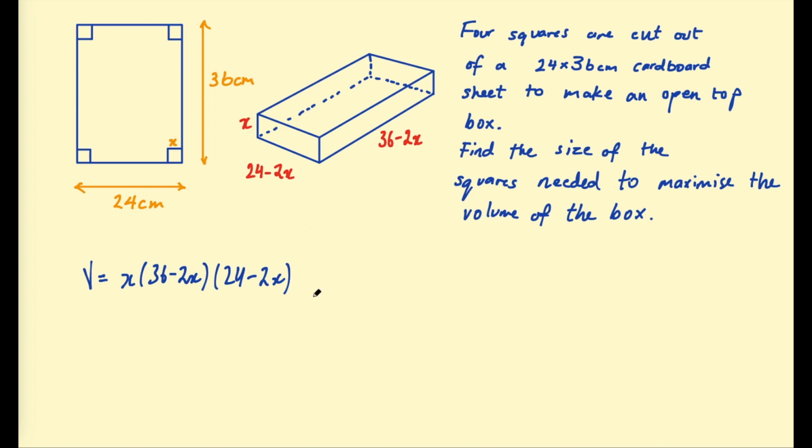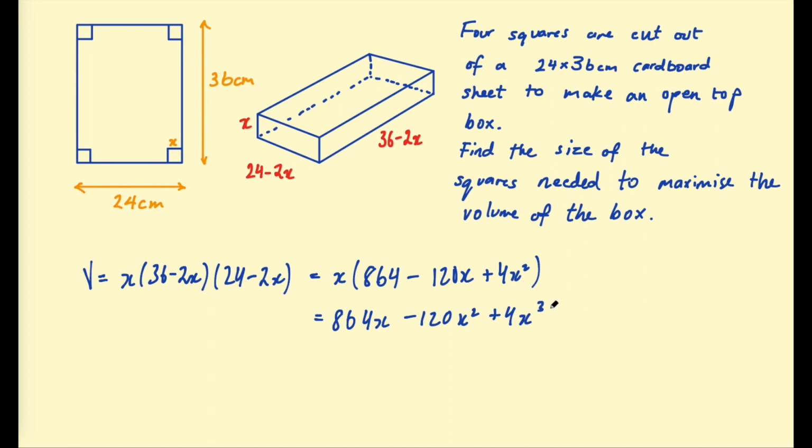The next step in order to differentiate this is to expand out the brackets. So let's expand the double brackets first. Doing a bit of arithmetic, 36 times 24 is 864. Then 36 times 2 take 24 times 2. That's going to be 72 take 48, which is negative 120x. And then negative 2x times negative 2x is plus 4x squared. And then expanding the x out, we have this. And this is going to be a cubic, of course, because we're talking about volumes.